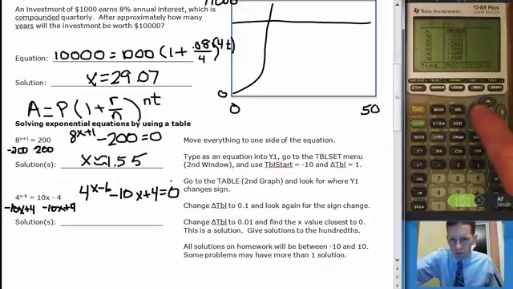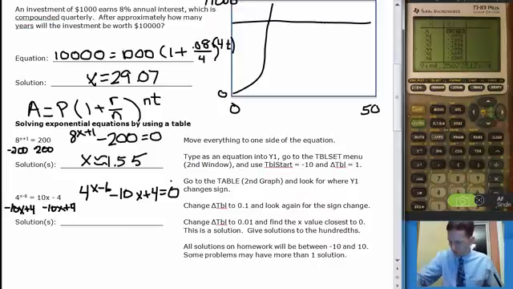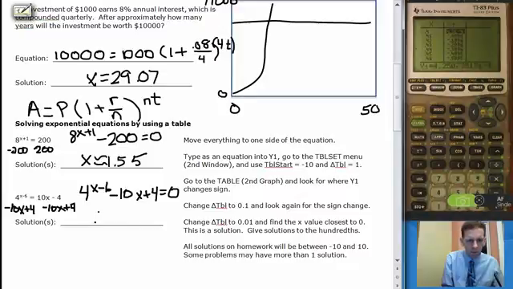Which of these values is closer to 0? Actually, this value right here, 4.3 times 10 to the negative 4th power, is like 0.00043. That's my closest value. So 0.4 is my solution. Now, what's interesting is that some problems may have more than one solution.